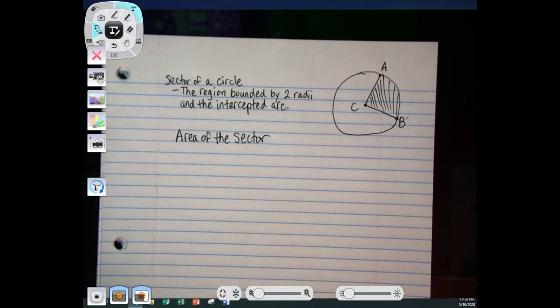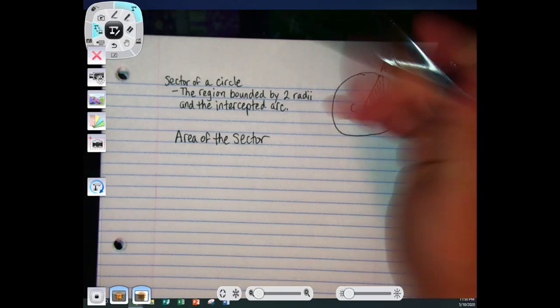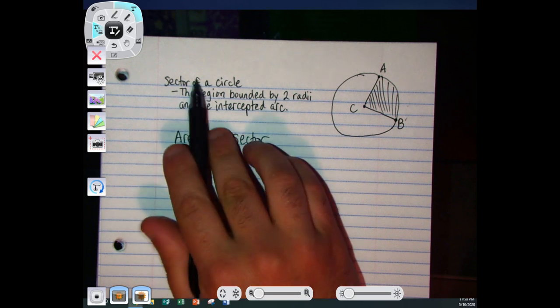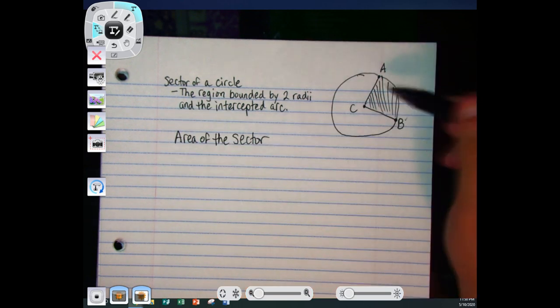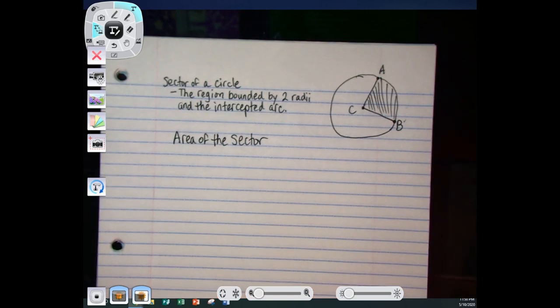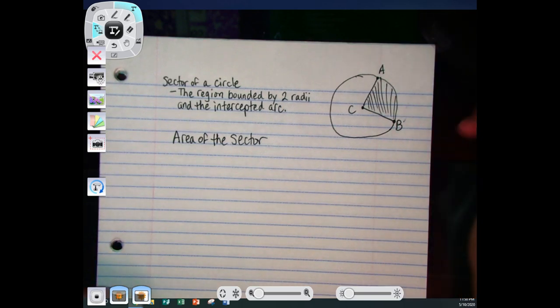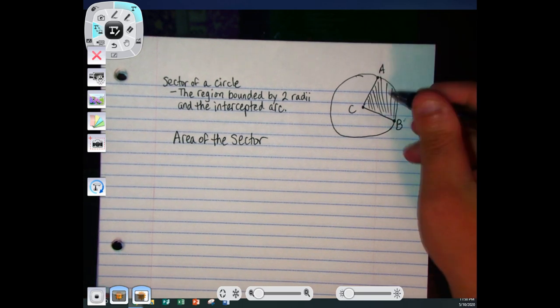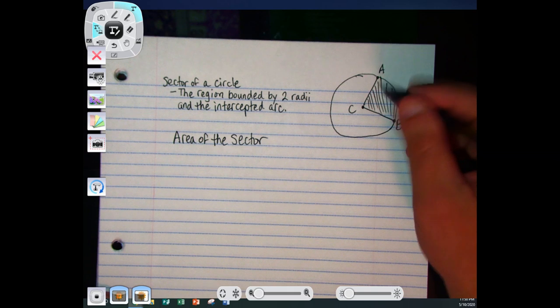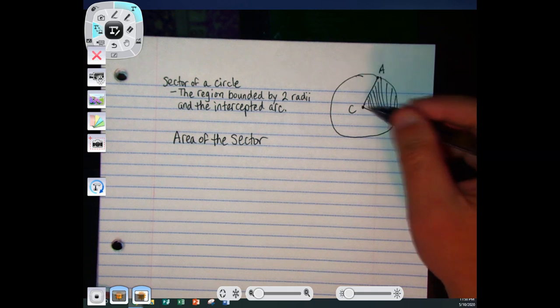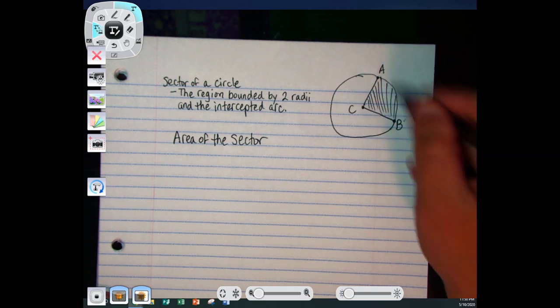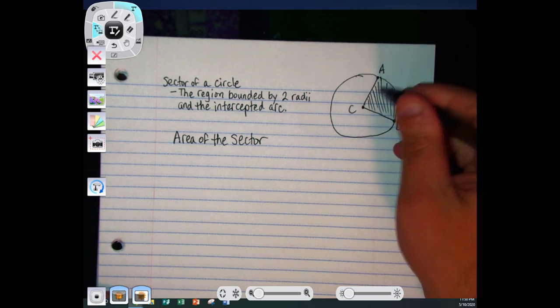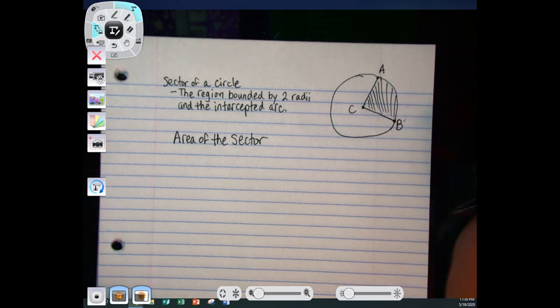Hello. So in this video, we're going to be looking at what the sector of a circle is, finding the area of a sector of a circle. So when we look at the sector of a circle, we're looking at this area of the circle that's bounded by the two radii and the arc of the circle. So eventually it's just this chunk.